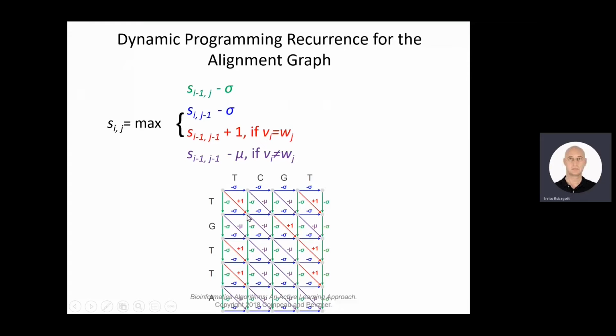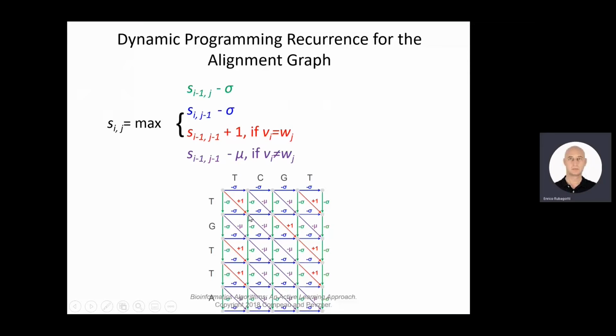The value S i, j minus 1 minus sigma, or S i minus 1, j minus sigma, that's a different node. Or S i minus 1, j minus 1 plus 1 if the values are identical, or S i minus 1, j minus 1 minus mu if the values are different. So I'm going to select the maximum between these 4 values.